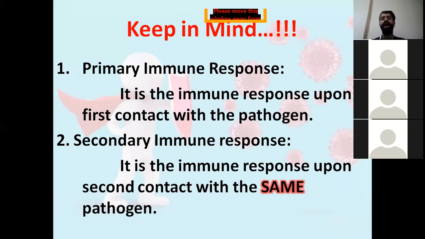It is the immune response upon the second contact with the same pathogen. For example, I saw the flu virus the first time and it took 6 to 7 days. I saw it a second time, which I call the secondary immune response, and it took 3 to 4 days. Why? This is the important question that we are going to answer in the next session: the difference between these two, why the primary immune response takes a longer time, and why the secondary immune response is faster and eliminates the pathogen in a faster way. We're going to see this in the next session.